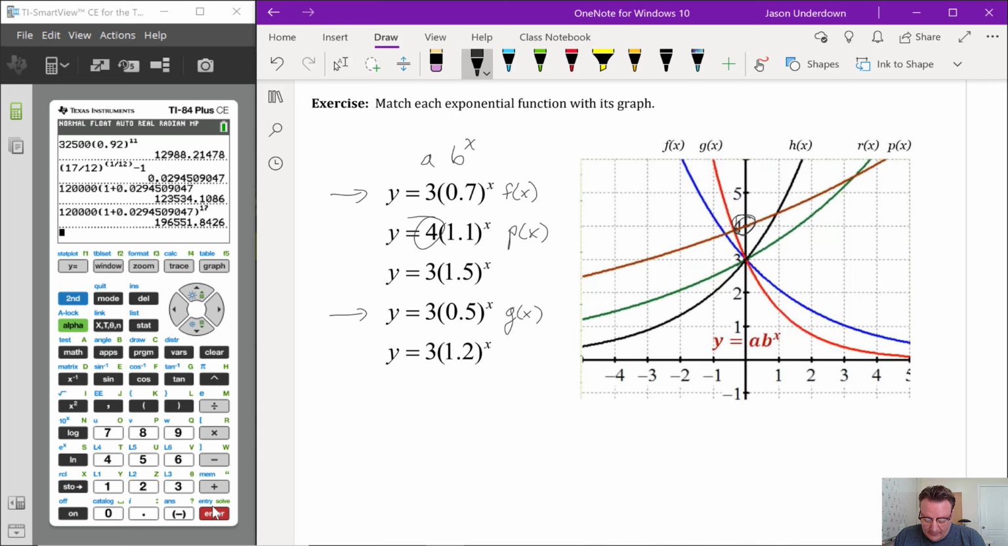Okay, finally we have two more functions. We have h of x and r of x, which both go through the point (0, 3). And it looks to me like h of x has a greater growth rate than r of x. So of the two remaining functions, the one that has the greater growth factor would be this 1.5. So this has to be h of x, and this has to be r of x. Okay. And there we go.